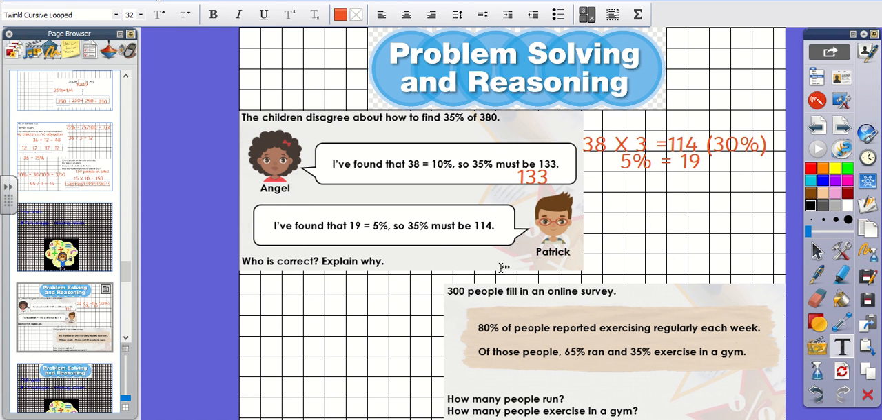So let's see what Patrick has found. I found that 19 equals 5%, which is correct because that's what we have done here. So 35% must be 114. Well, we know that 35% is 133. So Patrick has made the error here. So Angel is correct.